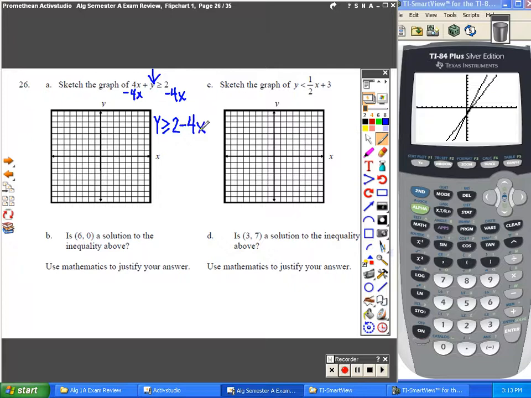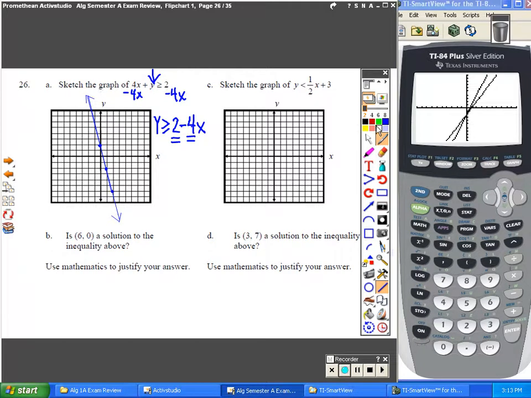Now to graph this, you start at the y-intercept, which in this case is 2, and then you follow the slope. In this case, down 4 over 1, down 4 over 1. To draw a line through those points, and then arrows on the end, and you're done.